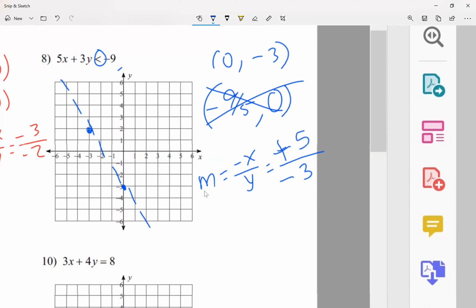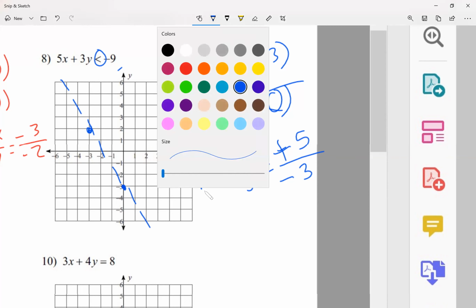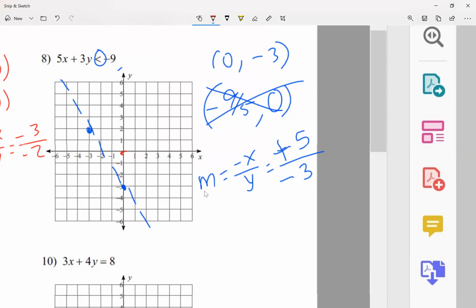All right, one of my sides makes sense. I'm going to try the point (0, 0). So I have that 0 plus 0, right? Because 5 times x is 0, 3 times y is 0. So 0 plus 0 is less than -9. So I have that 0 is less than -9.